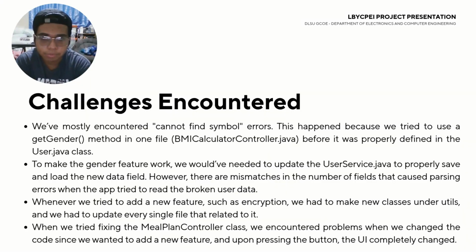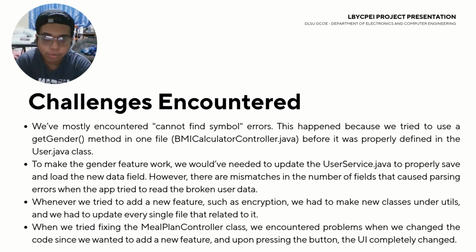These are some of the challenges we've encountered. We've mostly encountered cannot find symbol errors. This happened because we tried to use a getGender method in one file, which is the BMI calculator controller, before it was properly defined in the User Java class. To make the gender feature work, we would have needed to update the user service to properly save and load the new data field. However, there were mismatches in the number of fields that caused parsing errors when the app tried to read the broken user data.